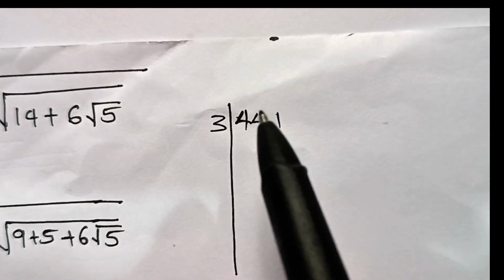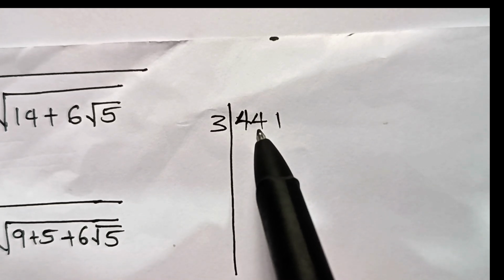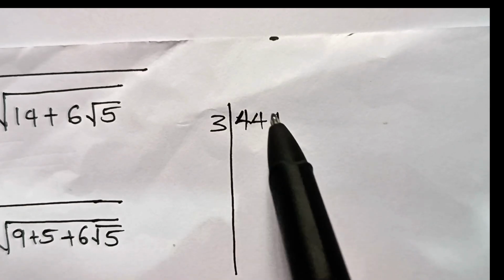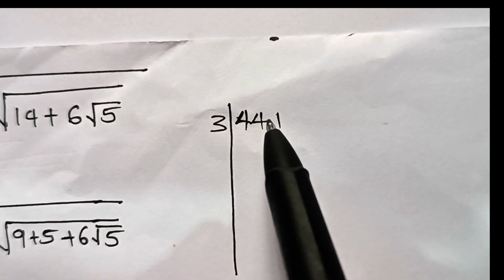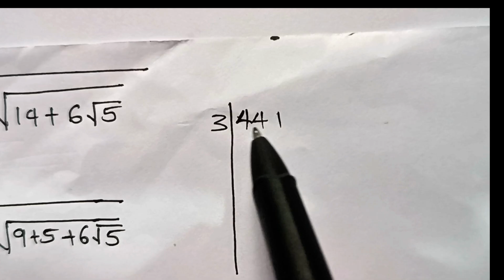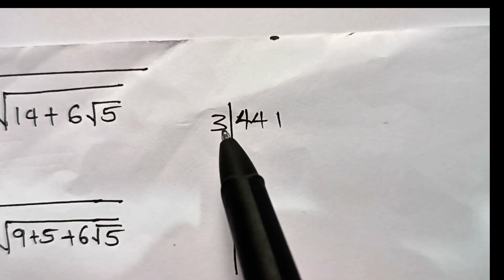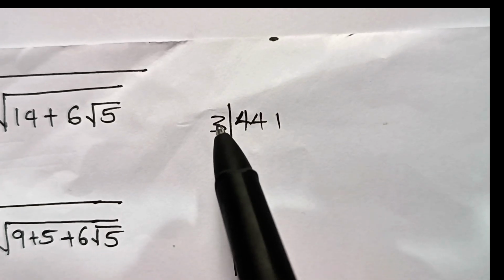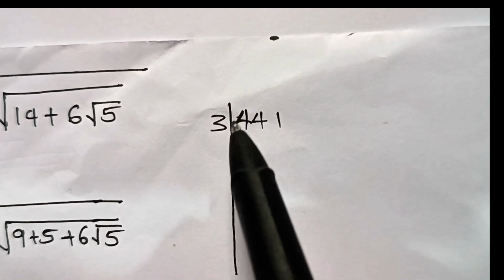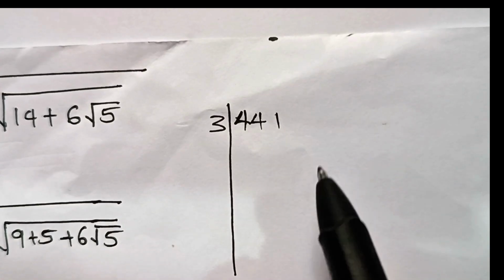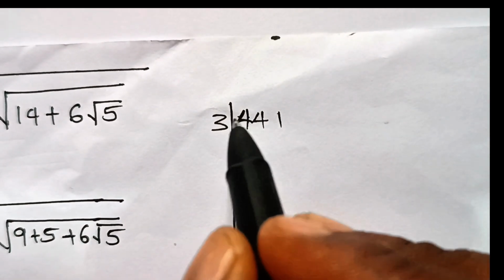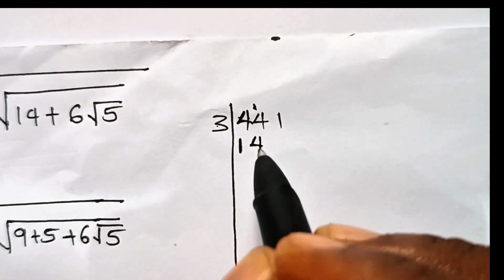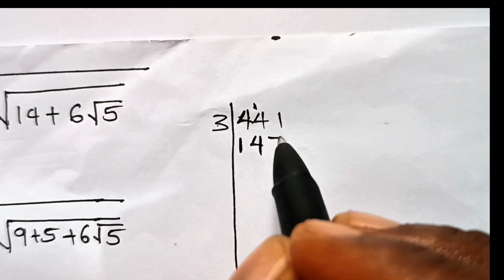How do I know that? I know because 4 plus 4 is 8, 8 plus 1 is 9. And once the sum of the digits is equal to a number that is divisible by 3, then it is divisible by 3. So 4 plus 4 plus 1 is 9, and 9 is divisible by 3. So definitely 441 is divisible by 3 using the rule of divisibility. So let's see, 4 divided by 3 is 1 remainder 1. 14 divided by 3 is 4, remainder 2. 21 divided by 3 is 7.